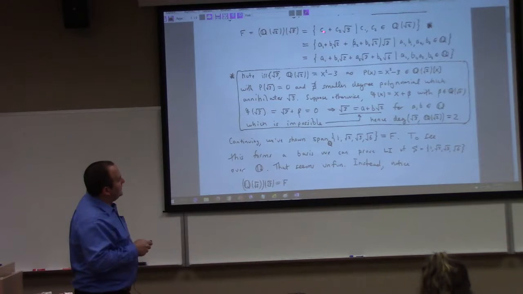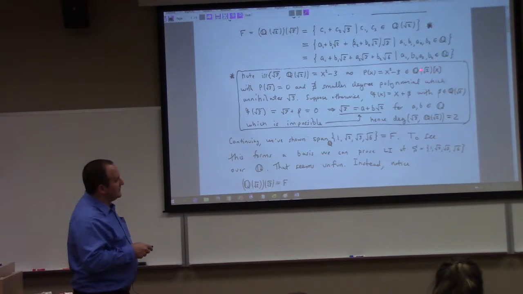Here's why I know that this is a degree 2 extension. Because I claim that the irreducible polynomial of root 3 over Q adjoin root 2 is x squared minus 3. Now, how do I know that? Well, first of all, it's the right kind of thing. It is a polynomial that has coefficients in here because, well, Q is in here, right? So it's in there. And it definitely annihilates root 3, right? It sends it to 0.